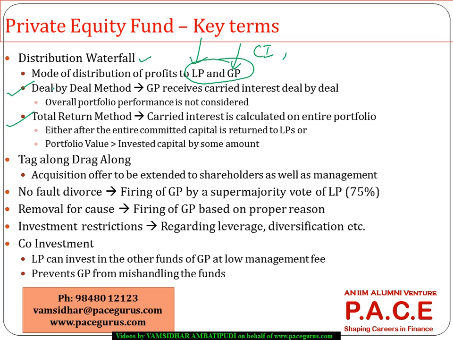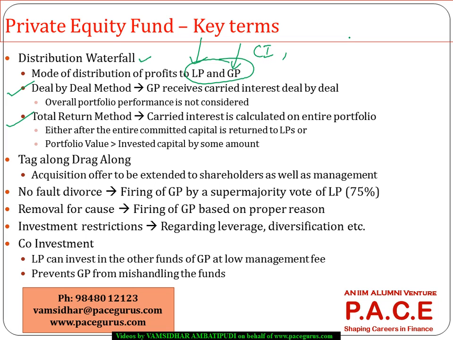One is the deal by deal method. The deal by deal method probably benefits the general partner, but it may not be of good benefit to the limited partner. As the word itself says, the general partner receives the carried interest on a deal by deal basis. So if one investment has generated some profit, 20% of the profit goes to the general partner. If another deal is generating a loss, in some cases, if it has a clawback provision, some portion of the loss may have to be paid back.